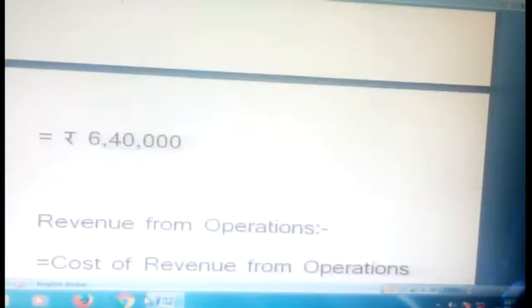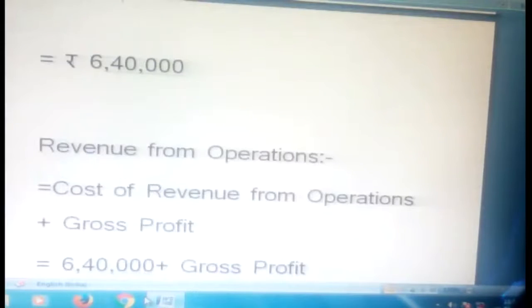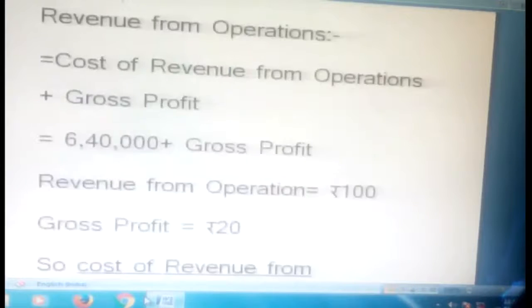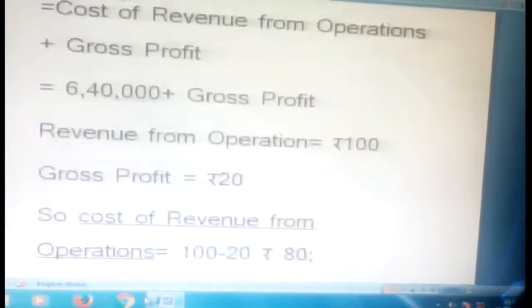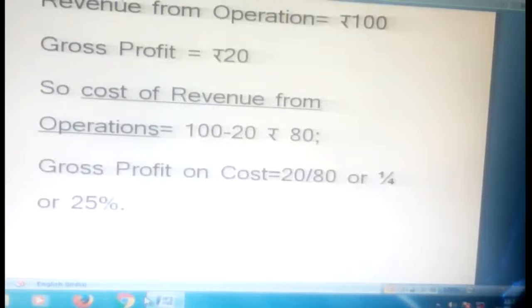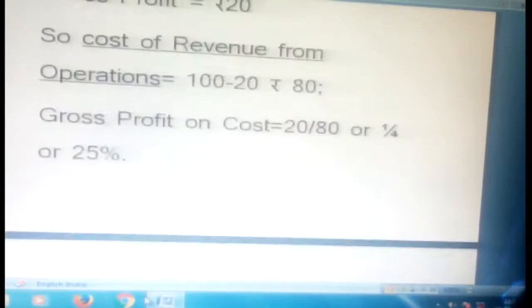Thereafter, revenue from operations is nothing but cost of revenue from operations plus gross profit. So 6,40,000 is the cost of revenue from operations. What is our gross profit? Revenue from operations is 100, and gross profit is 20. So naturally, what is our cost of revenue from operations? 100 minus 20, 80. So 100 is our revenue, our gross profit is 20%, naturally our cost is 80. So now we apply gross profit and cost: nothing but 20 by 80, or 1 by 4.